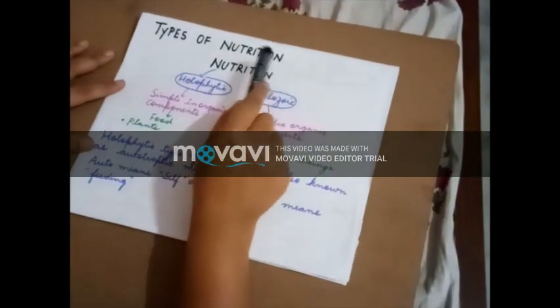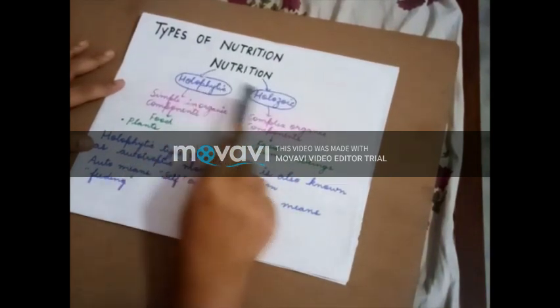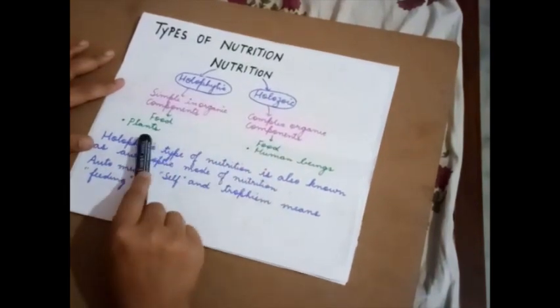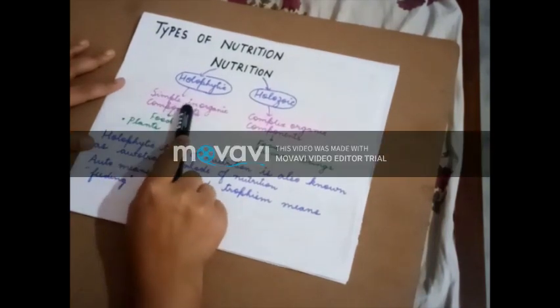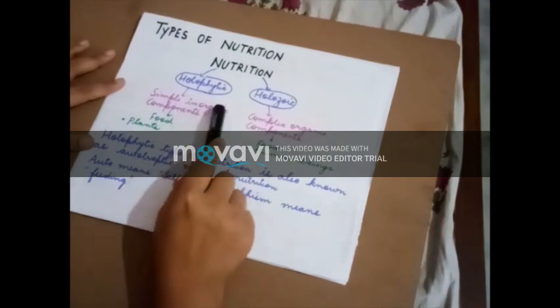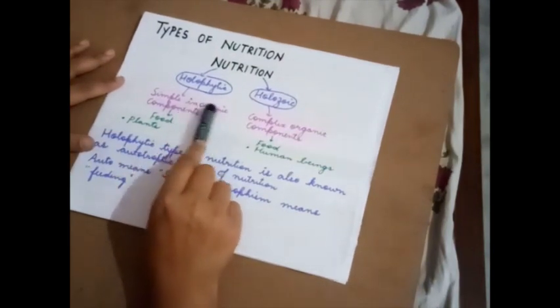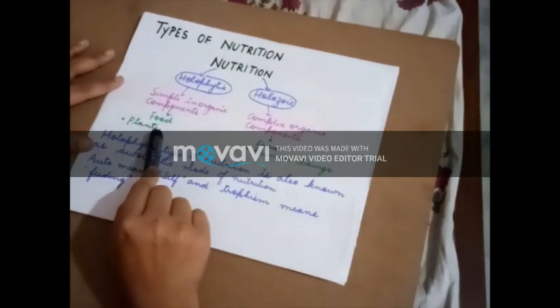Types of nutrition. Nutrition can be categorized into two types. One is holophytic and the other one is holozoic. Now what is this holophytic? Under this we have green plants. They can prepare their food by utilizing simple inorganic components. When I say simple inorganic components, it is carbon dioxide and water. All the time remember, whenever I say inorganic components, it has to do with non-living. So here non-living substances are being used to prepare food by plants.